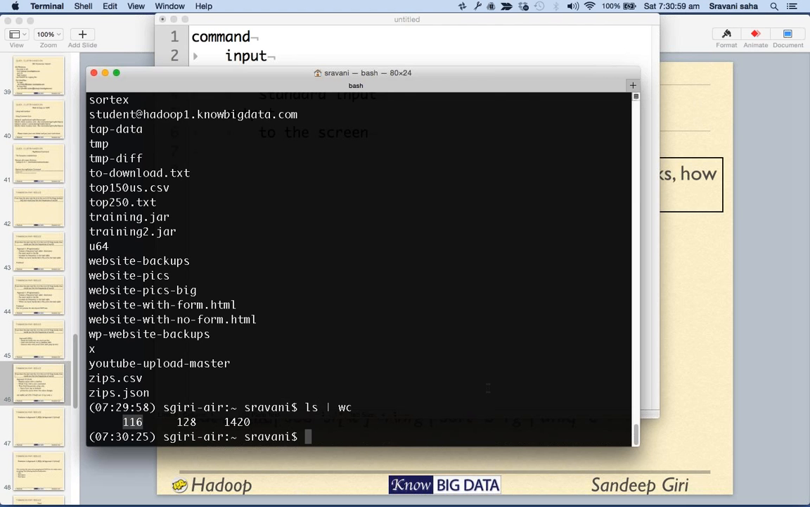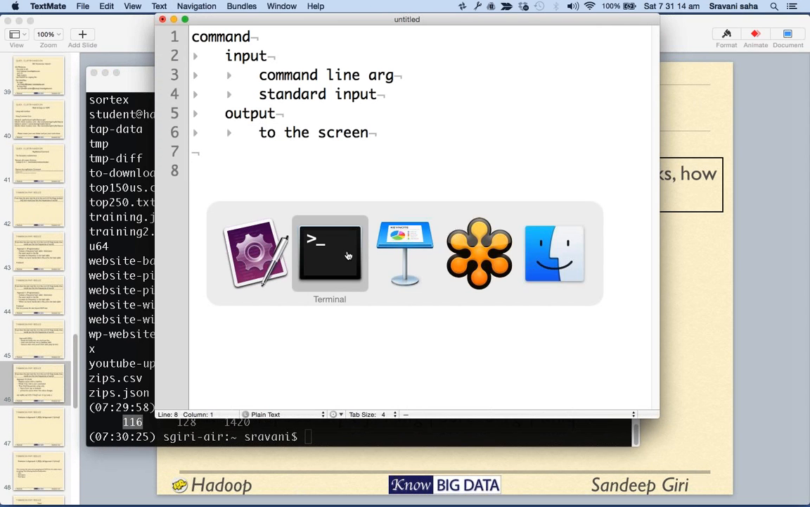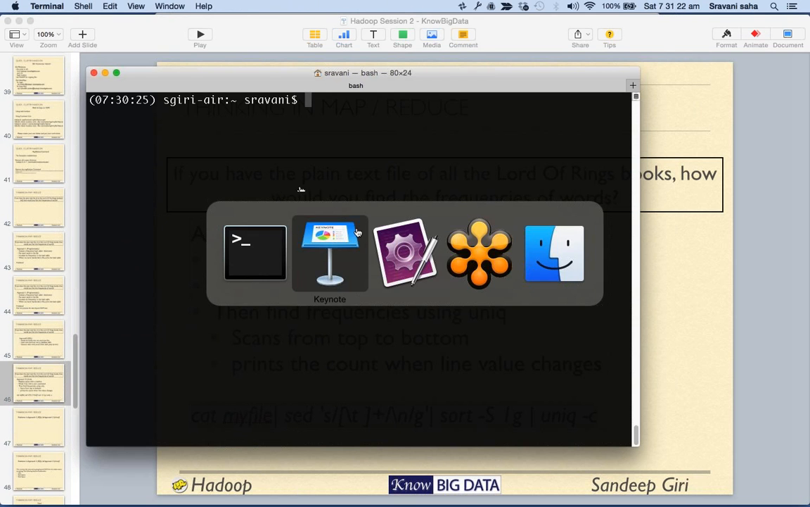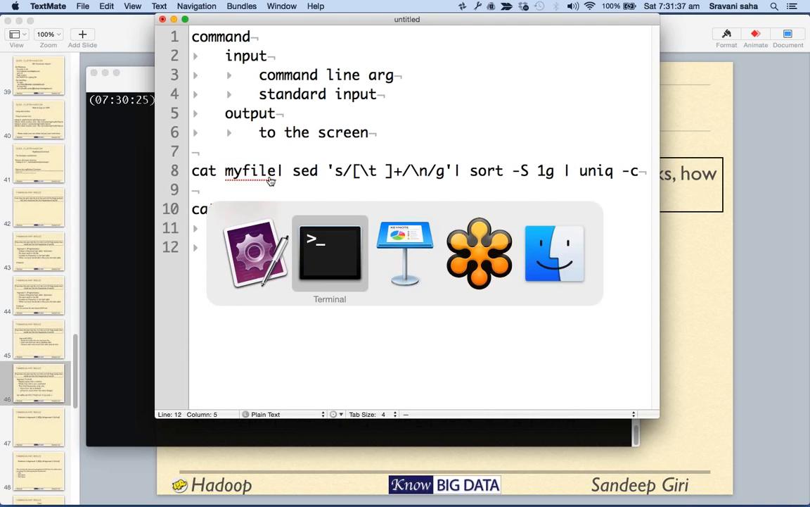So this is called pipelining. Pipelining helps us reduce a lot of hurdles, and it helps us chain various commands together in order to do a lot of automation. Now let me take this example. What does this example do? In this example, the first line means print the contents of my file. Let me show you this part.